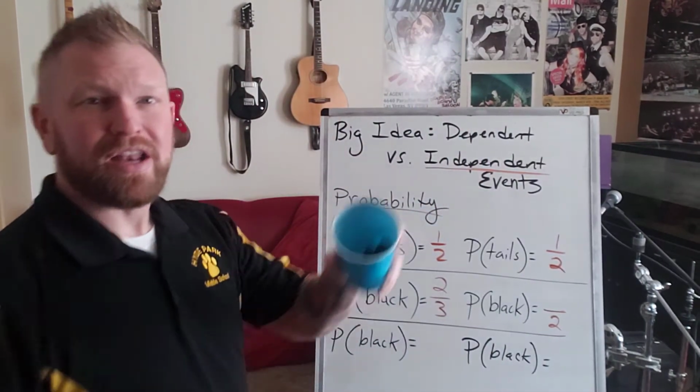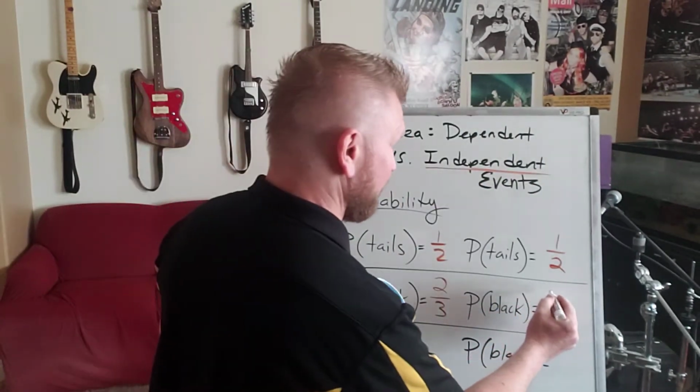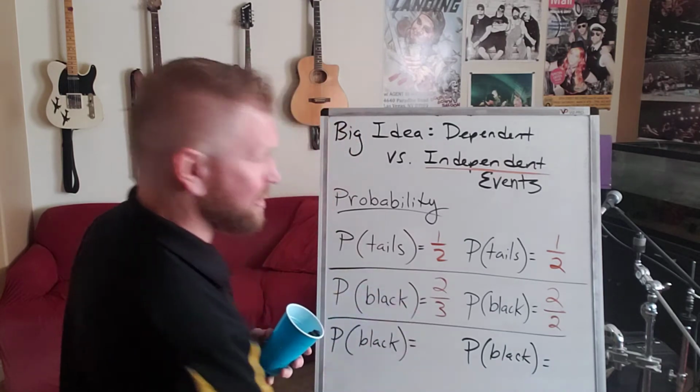It's out of 2. And how many are black markers? Because that's the numerator. Looks like both of them are blue. That's 2 out of 2. That's 100%. I believe I've got a 100% chance of getting a black marker this time.